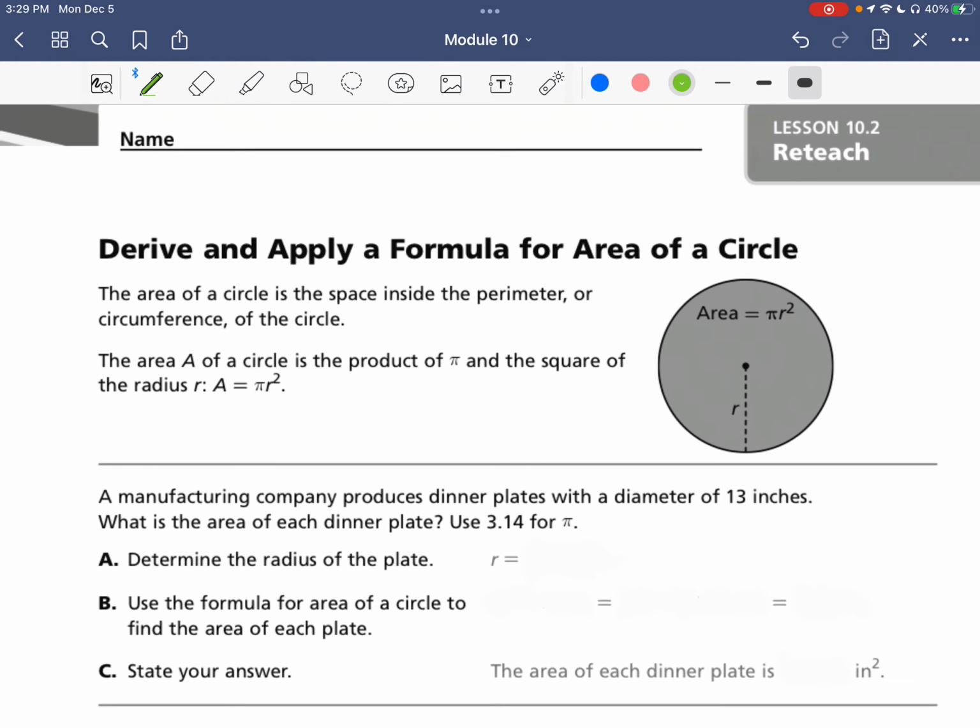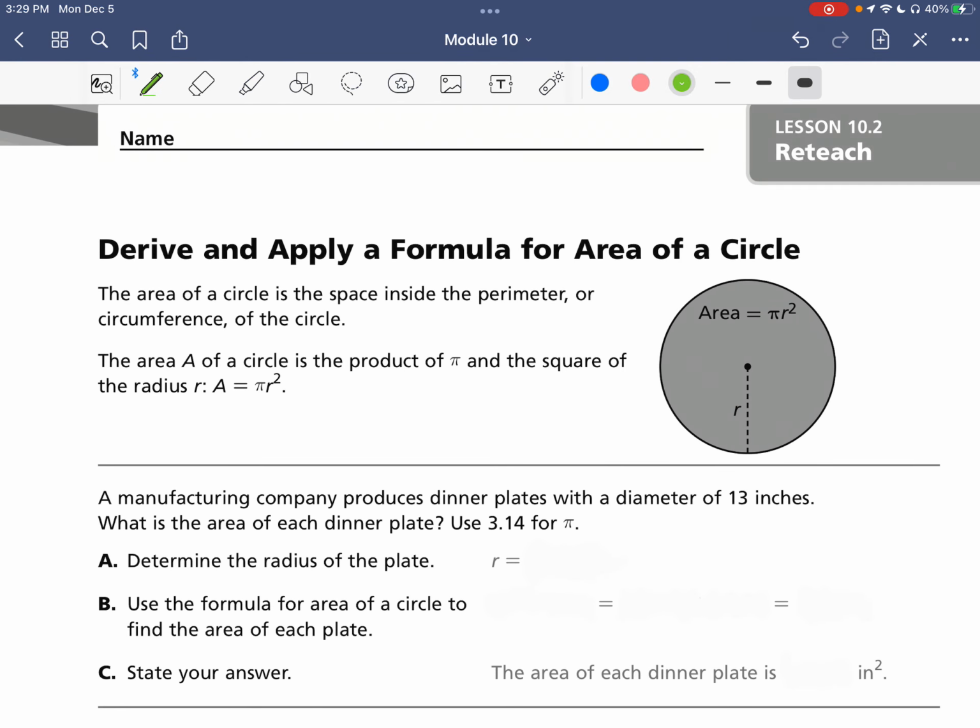All right, so quick vocabulary here. We have our radius, that spot from the center to the outside of our circle. And then here is our formula for area. Area equals pi r squared. Okay, pi r squared. If you are given the diameter, just cut it in half, divide it by 2, and that's your radius.